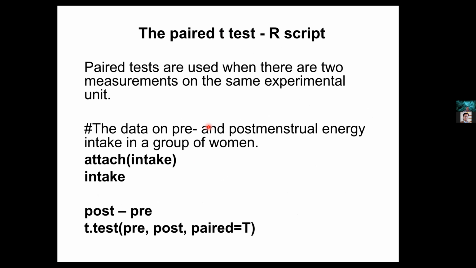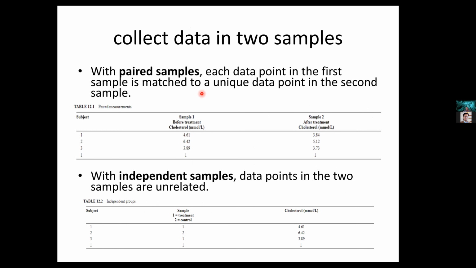This is the paired t-test, which we'll go over shortly. Collect data in two samples. You have paired samples and independent samples. Paired samples: each data point is matched to a unique data point in the second sample. Independent: they're unrelated.